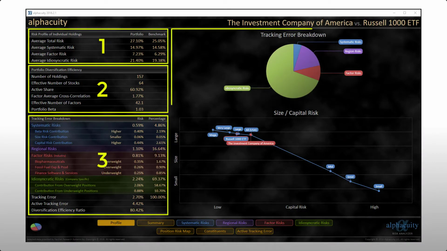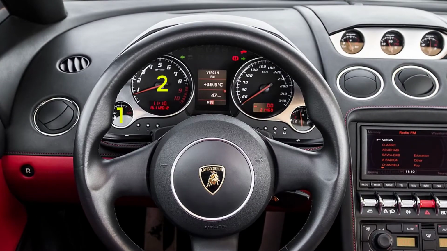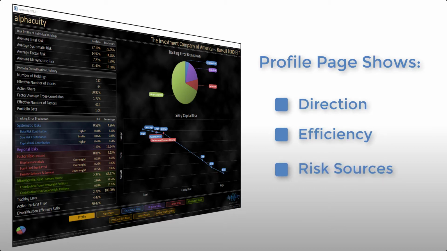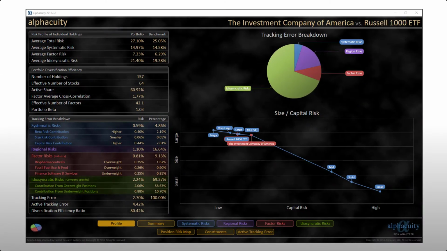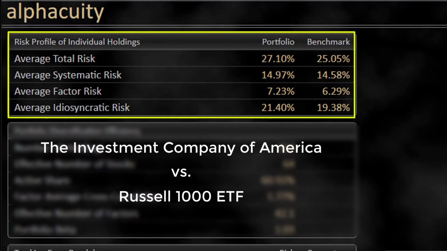Separated into 5 main panels, viewing the profile page is not unlike scanning the dashboard of a well-equipped sports car. Important information about direction, efficiency, and potential problems ahead are quickly conveyed. The top panel identifies the average risk characteristics of the individual holdings within the two portfolios being compared.